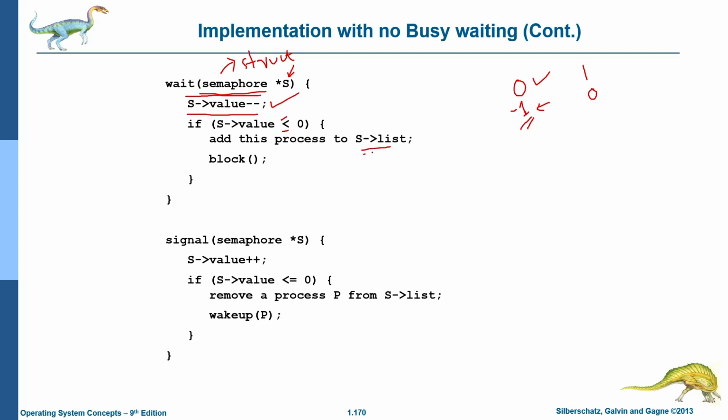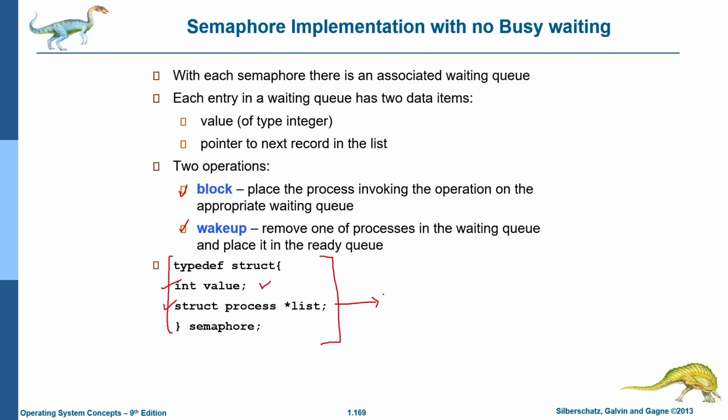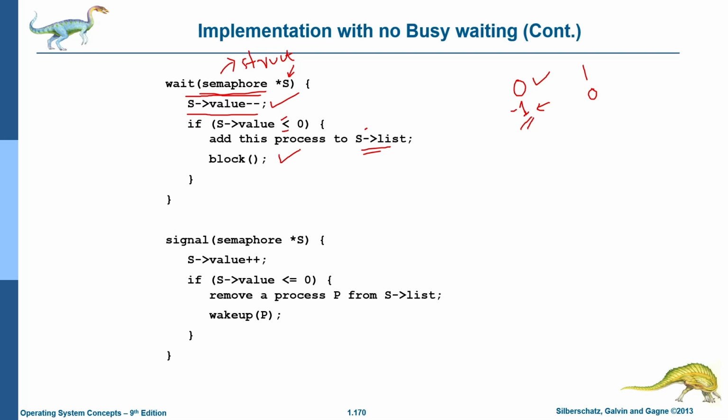This process will be added to that list, and block will be called. What will block do? Block will take the process from the running state and put it in the waiting state. The process is waiting in this list. And whenever a process is done working in the critical section, it will signal the semaphore. It will take the pointer and pass it. It had decreased the value, right? Now it will increase the value. If the value is less than or equal to 0, that means there are one or more processes waiting on that semaphore in the list. Okay, wake them up.